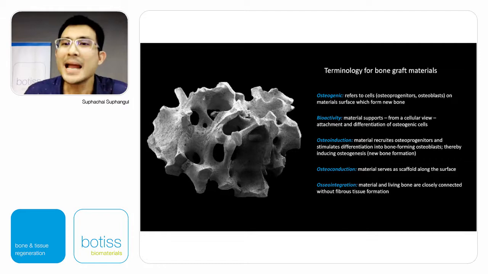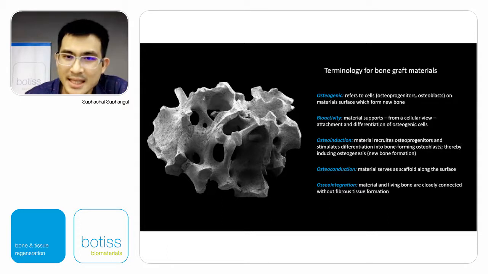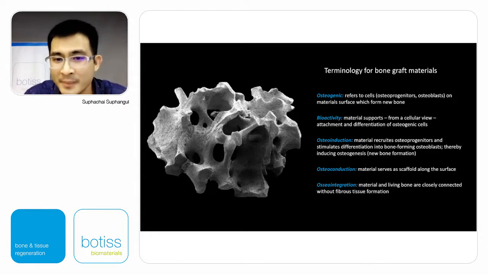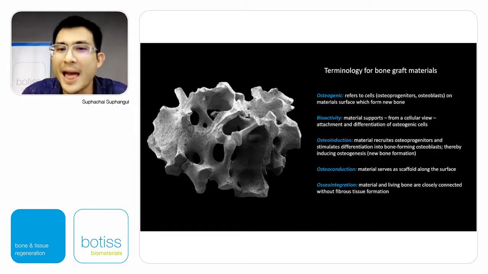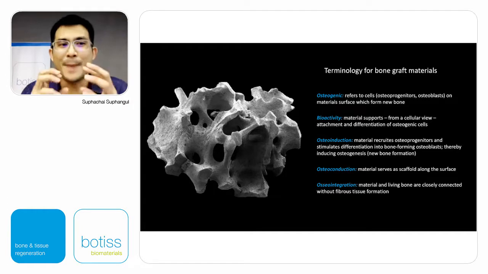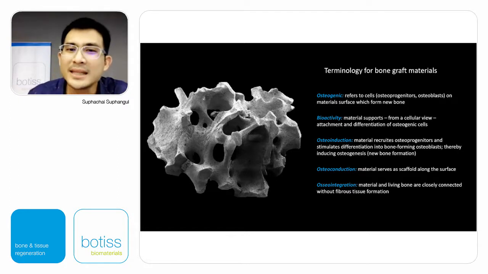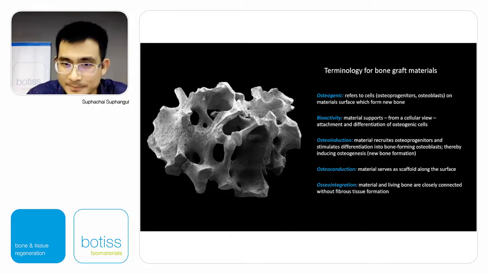Okay, let's understand the bone graft material first. Bone graft materials have these terms: osteogenetic, osteoinductive, osteoconductive, osseointegration, and bioactivity. Osteogenesis refers to the material itself having the potential to regenerate bone. The only type that has the osteogenetic property is autograft, which we can harvest from the patient's oral cavity, such as the ramus, chin, or tuberosity.